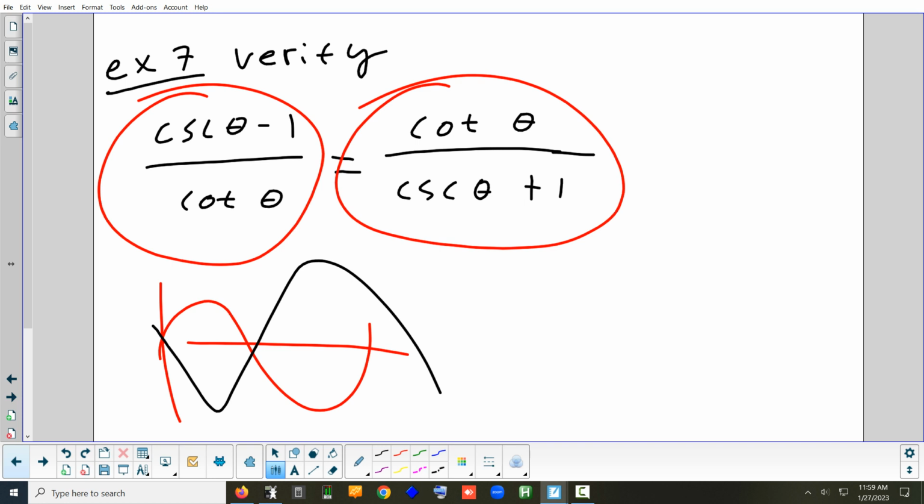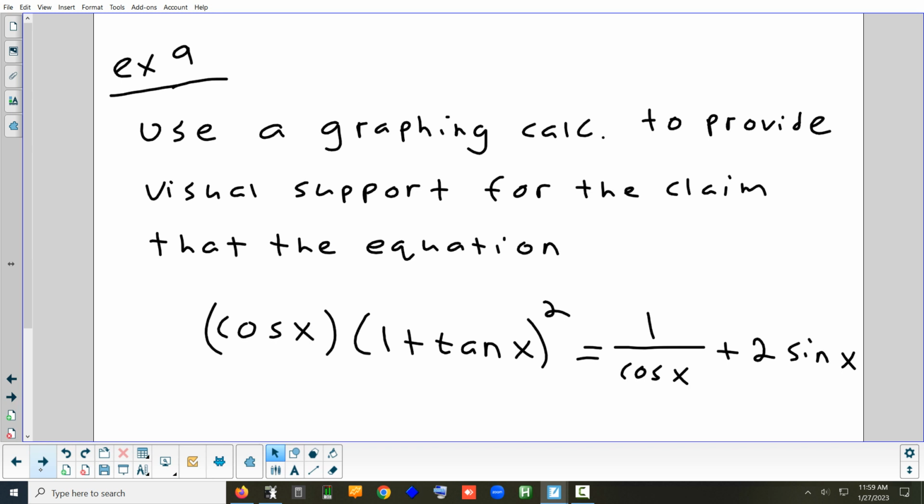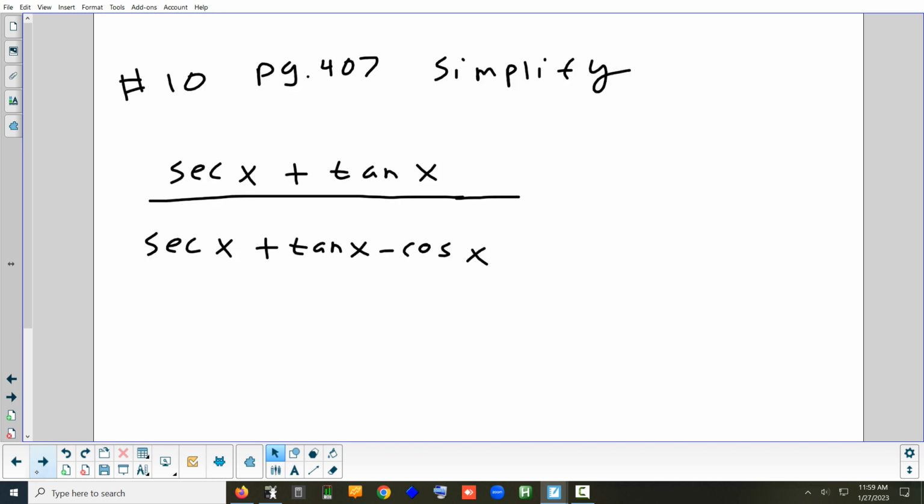Any question on that idea? Wait, what if we? Okay, but the ones I give you are going to be provable. I'm not going to be giving you ones that say verify if possible. They're all going to be true. So you're not really going to have to use the calculator to check it.